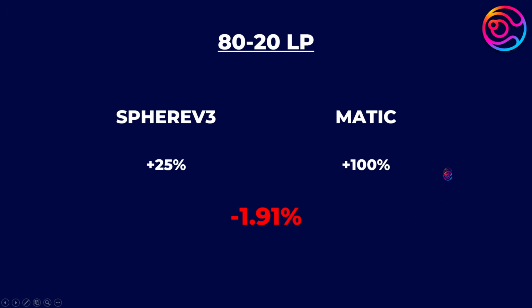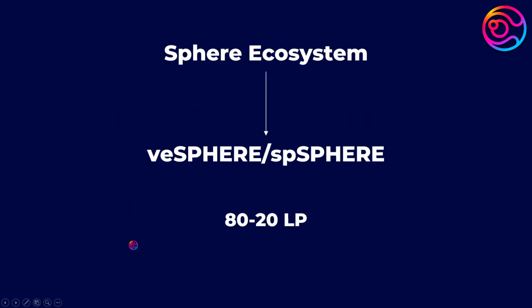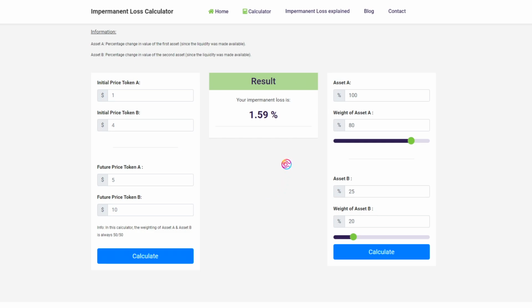As you can see from these different scenarios, impermanent loss is inevitable, but not as bad as you might think. Also, for those willing to pay that price of impermanent loss, it is likely a small price to pay, considering that sphere v3 will earn rewards from the entire sphere ecosystem, distributed mainly as Dyson LPs to veSPHERE and spSPHERE holders. If you're interested, I encourage you to play around with an impermanent loss calculator to see for yourself how different LP scenarios would work out.